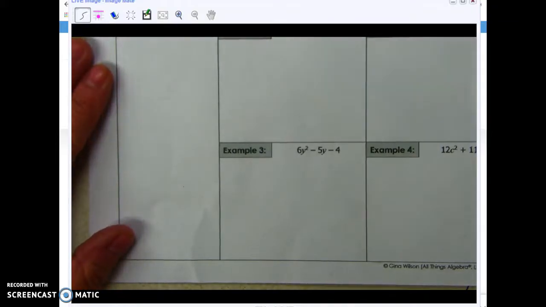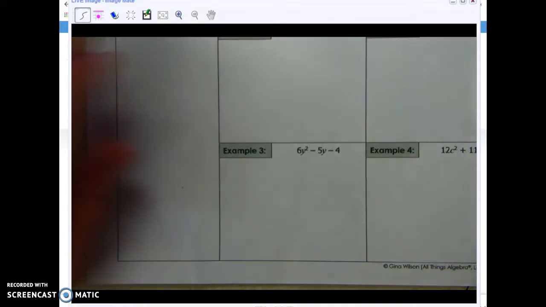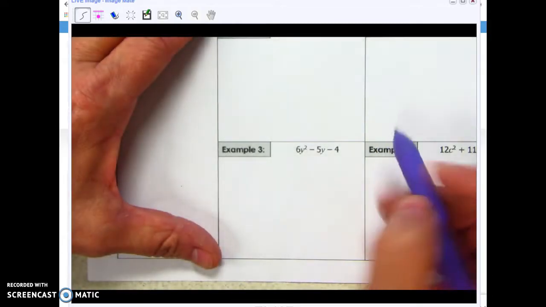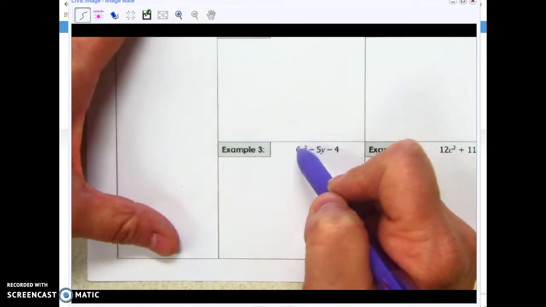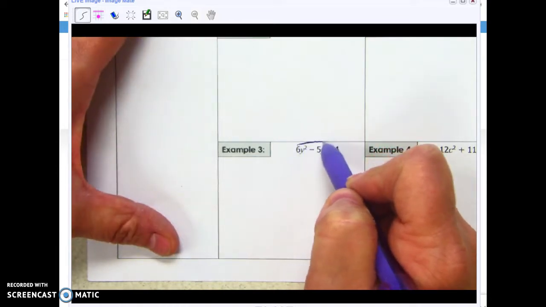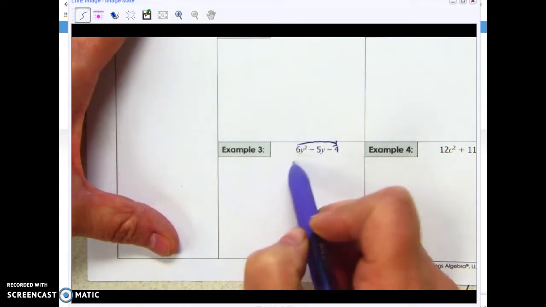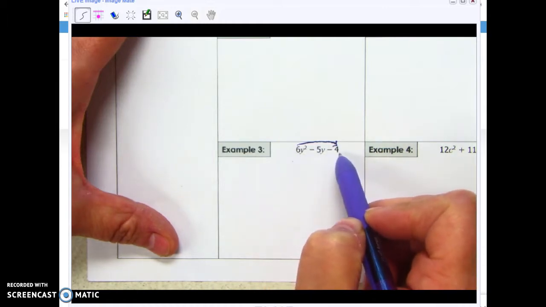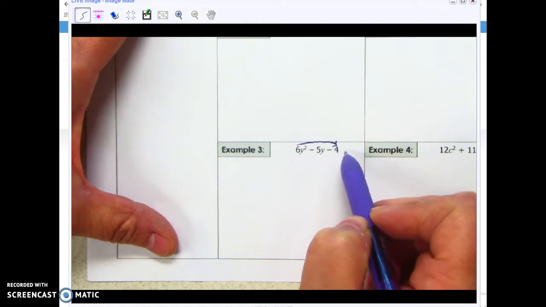Okay, now we're going to look at example 3. So we're going to start with the same thing we started with before. We're going to slip 6 over to the end. 6 is A. We're going to slip it over to the end at the 4, which is C.